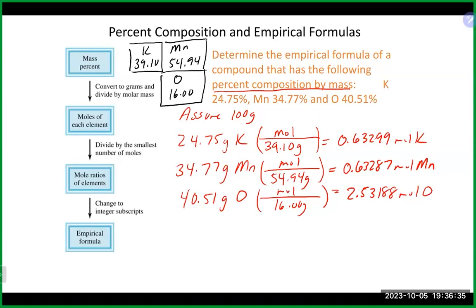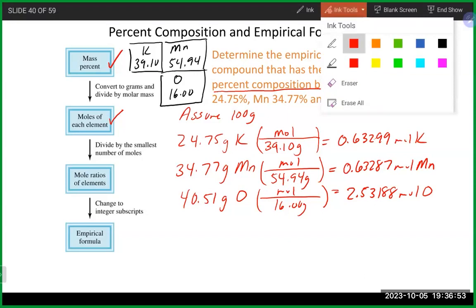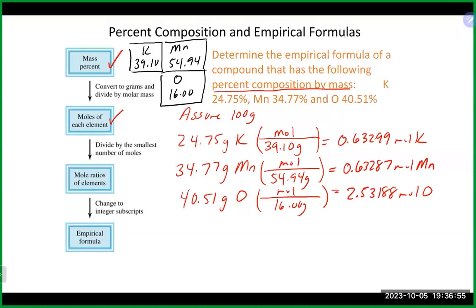So basically, we have our mass percent. We then convert it to moles. The next thing that we want to do is look at the moles, and we want to divide everybody by the smallest number of moles. In this particular case, it's kind of a toss-up, but it looks like the Mn just barely edges out everybody else there for the smallest. So we're essentially going to divide everybody here by the 0.63287.